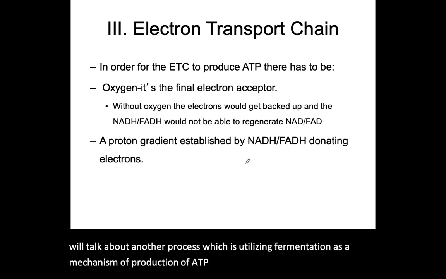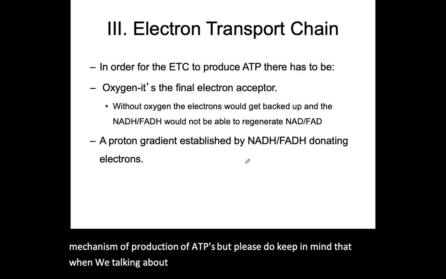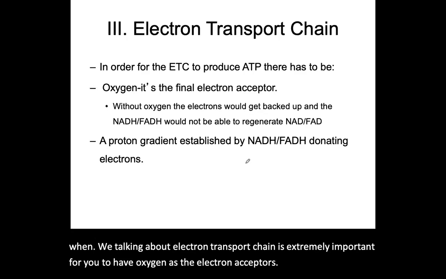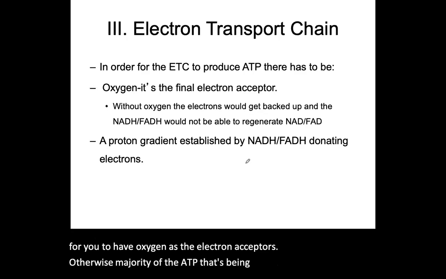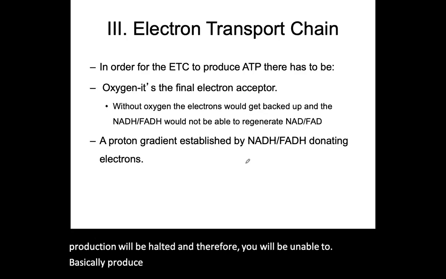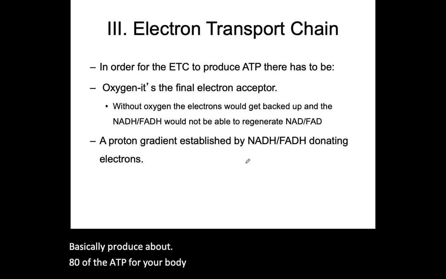But please do keep in mind that when we're talking about the electron transport chain, it's extremely important for you to have oxygen as the electron acceptor. Otherwise, the majority of the ATP being produced in your body will be halted, and therefore you will be unable to produce about 80% of the ATP for your body's utilization.